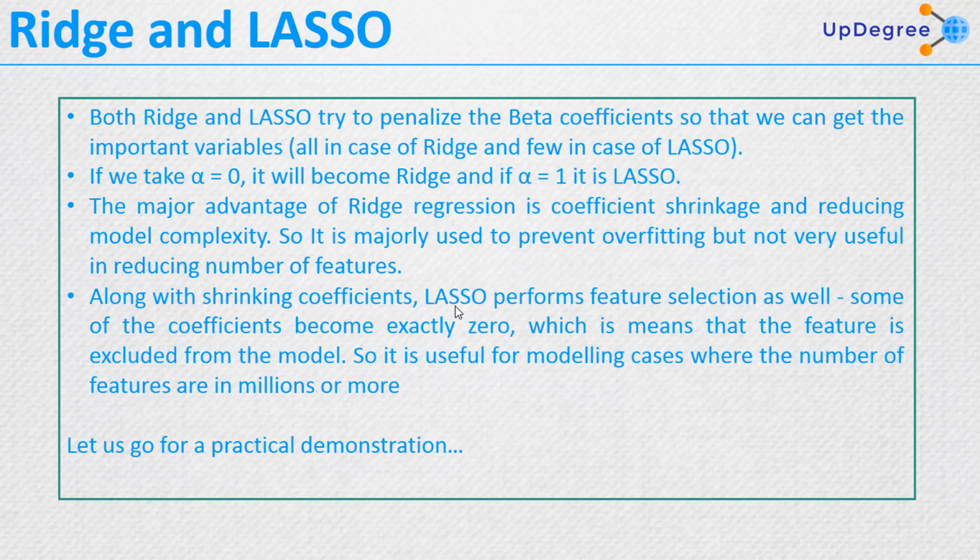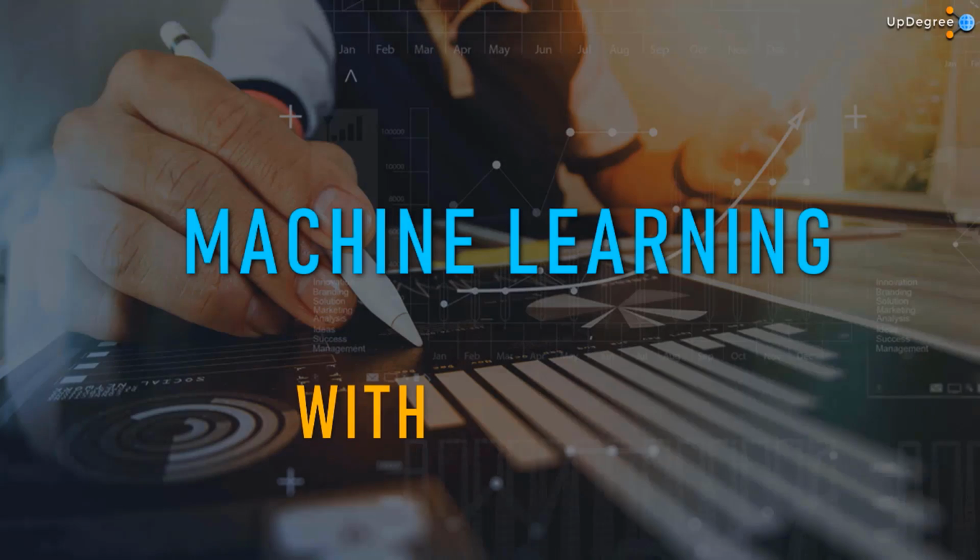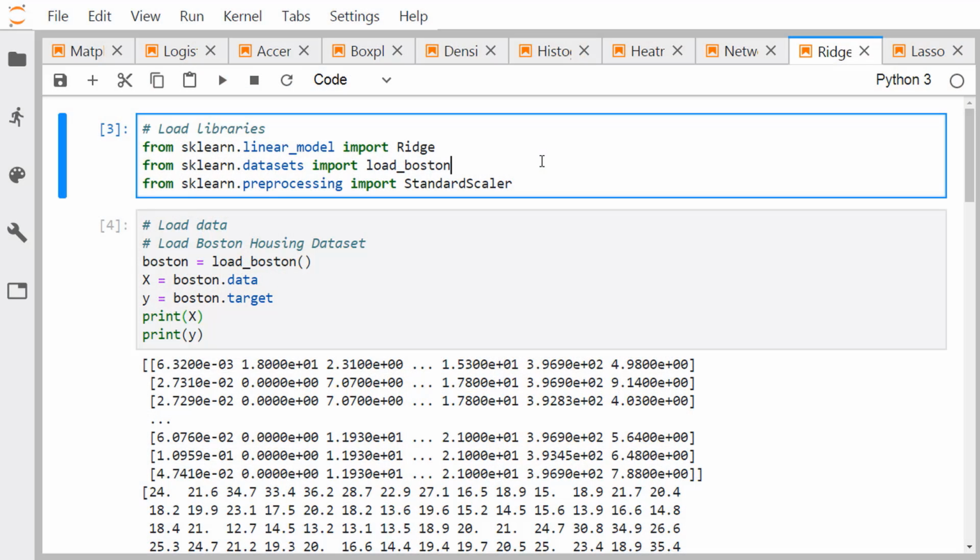So let us go for some practical implementation of Ridge and Lasso. In this video, we are discussing the implementation of the Ridge regressor. Here we have imported the respective modules and libraries: from sklearn.linear_model import Ridge, and from sklearn.datasets import load_boston. You know that Boston is a housing dataset which has 506 records, that is the rows, and 13 feature attributes, and one outcome attribute. Now from sklearn.preprocessing import StandardScaler. We will be normalizing and scaling our data, so we require this StandardScaler.